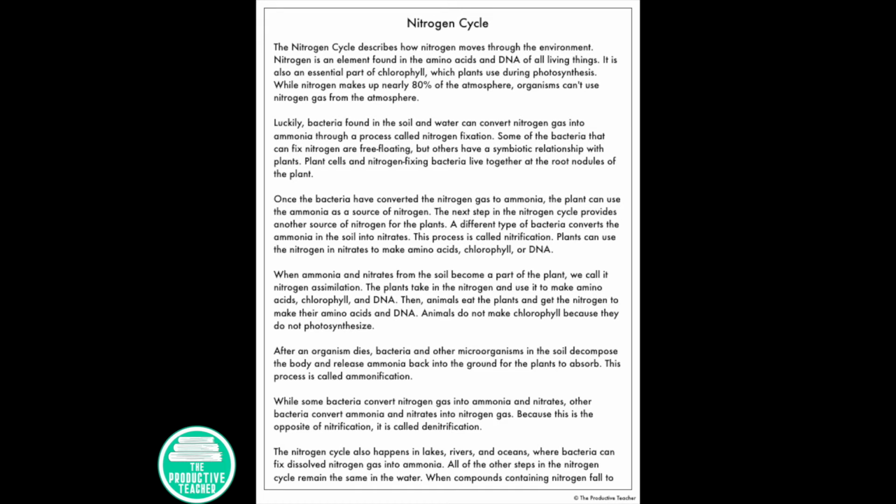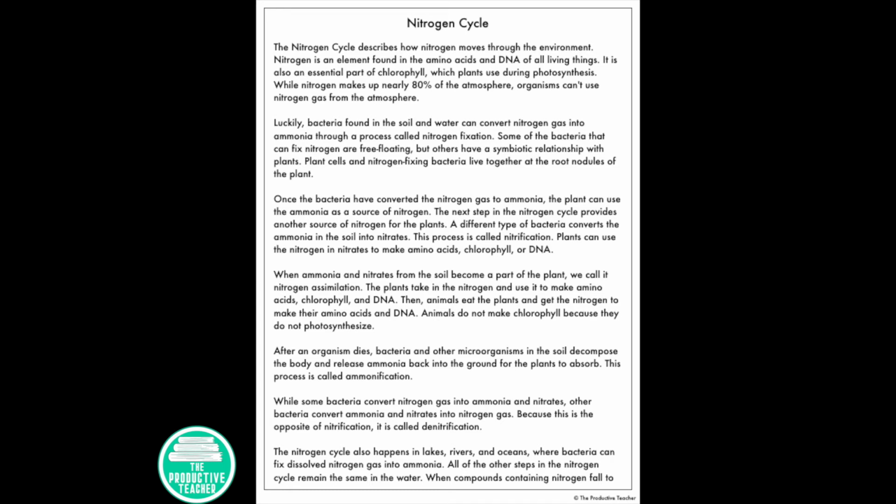While some bacteria convert nitrogen gas into ammonia and nitrates, other bacteria convert ammonia and nitrates into nitrogen gas. Because this is the opposite of nitrification, it is called denitrification. The nitrogen cycle also happens in lakes, rivers, and oceans, where bacteria can fix dissolved nitrogen gas into ammonia. All of the other steps in the nitrogen cycle remain the same in the water.